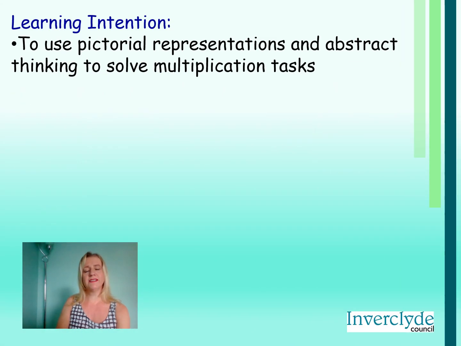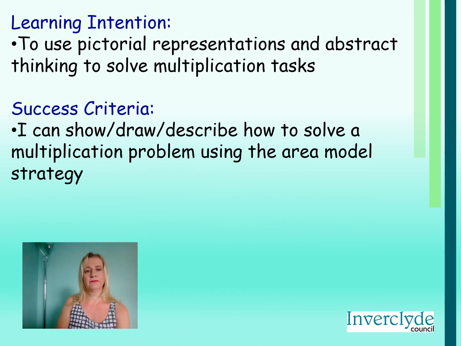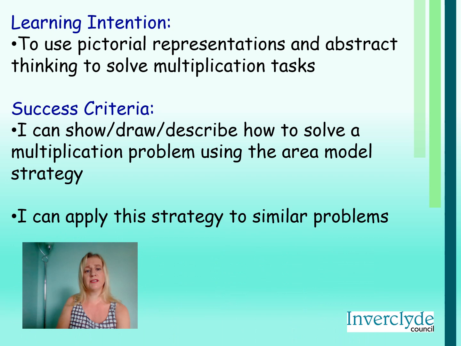Our learning intention today is to use pictorial representations and abstract thinking to solve multiplication tasks. Abstract thinking is just number sense. It's about knowing how numbers are made. Our success criteria is to show, draw and describe how to solve a multiplication problem using the area model strategy, and then to apply this strategy to similar problems. Have you got your pencil and paper ready? If you need to pause the video to organise this, you can do that just now.